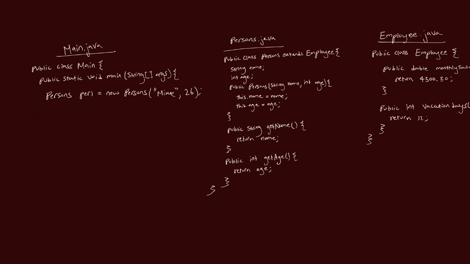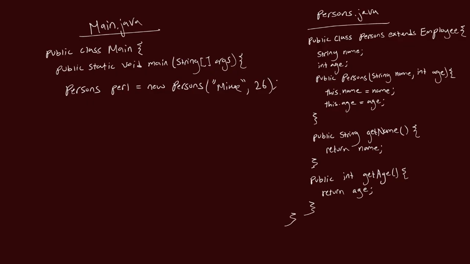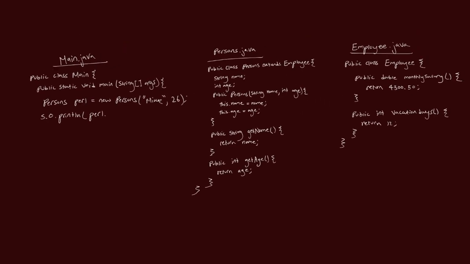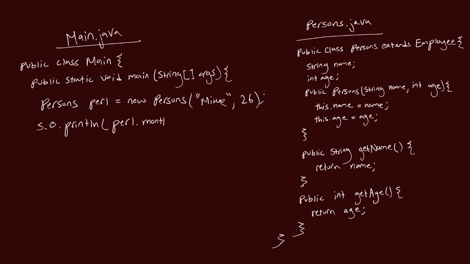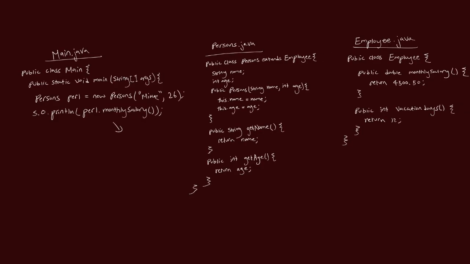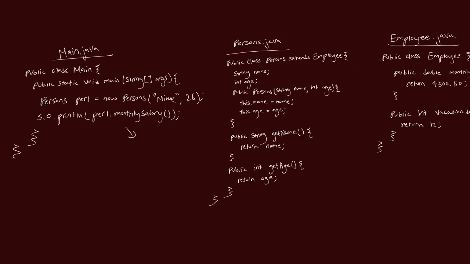Okay, so I want to see person one's monthly salary. So I'll do system.out. So s means system, dot means out. I don't want to write system.out. So system.out dot print line per one, I'm going to call their monthly salary. The per one monthly salary. And from here, this is going to print out $4,500.50.